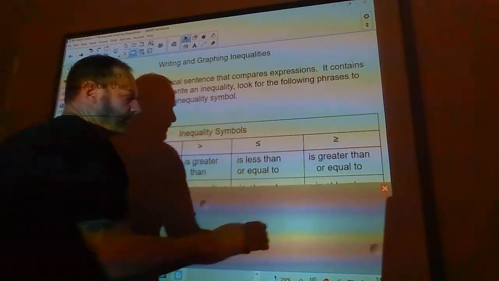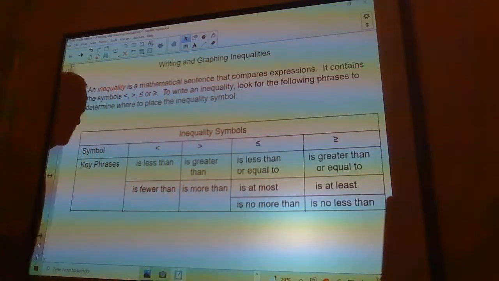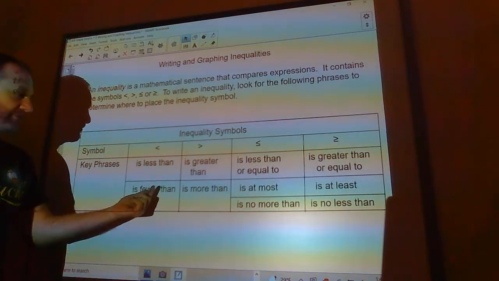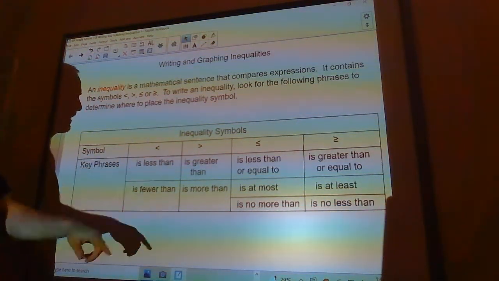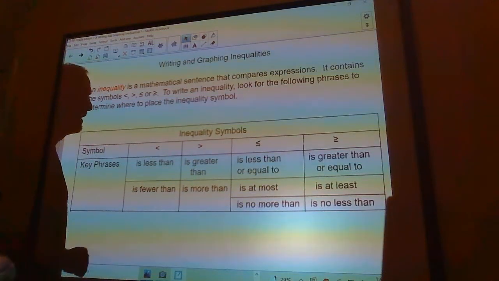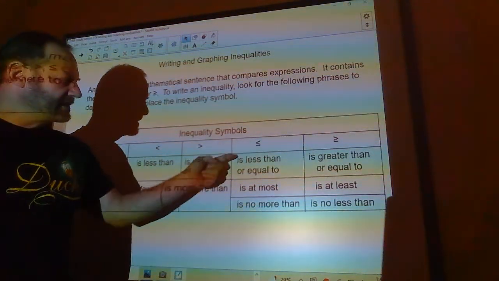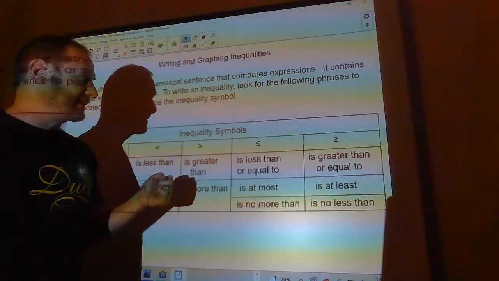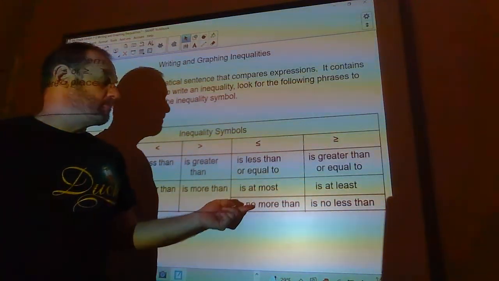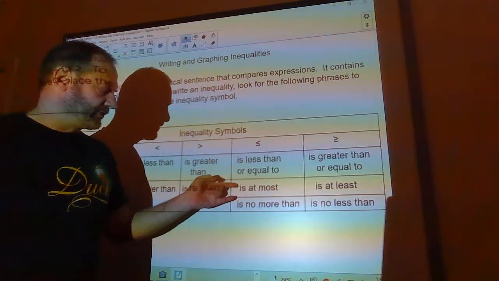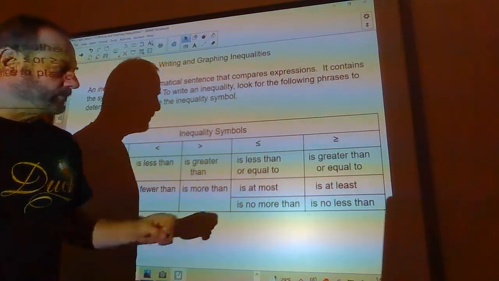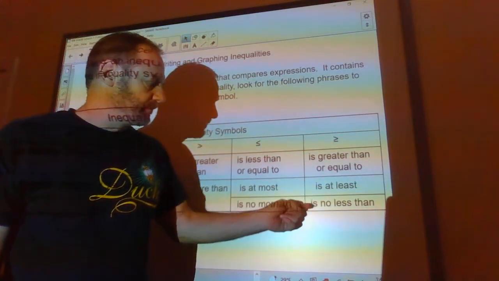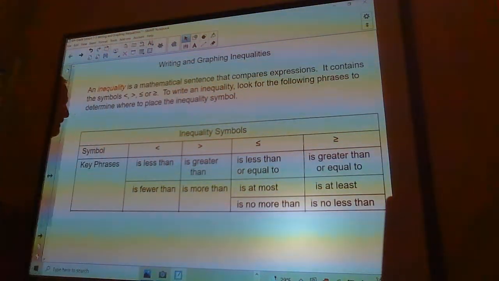So, less than is fewer than. Greater than is more than. Is less than or equal to is at most. That's the same thing as less than or equal to. Is no more than. These are the ones that are a little tricky for some people. Is greater than or equal to is at least. Is no less than.